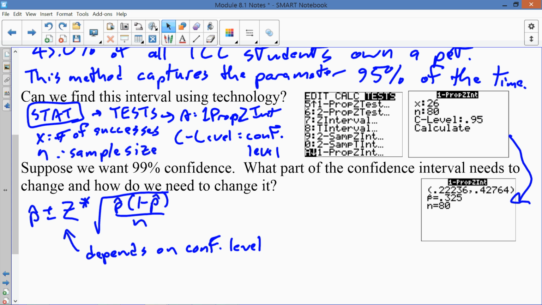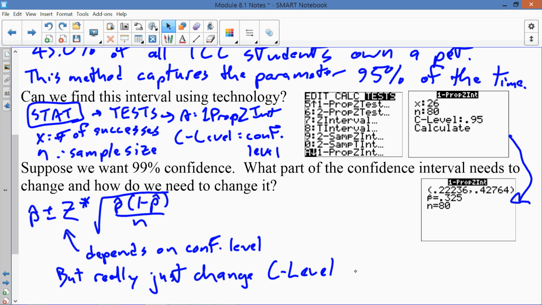So we change the z star, or of course you can just change the C level on the calculator. So I'm going to write under here, but really just change C level on the calculator. You'll see on OLI that it actually gives you the Z star for the various confidence levels.